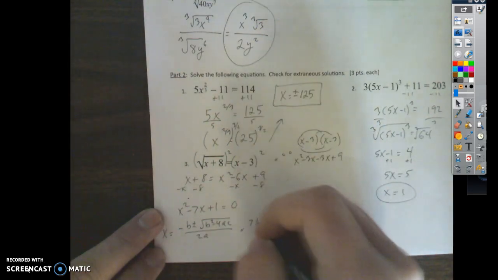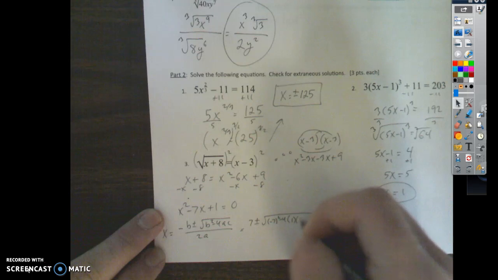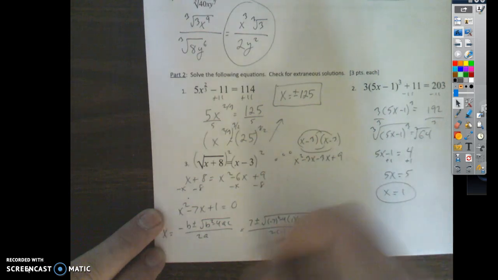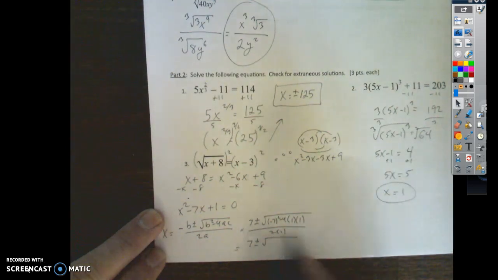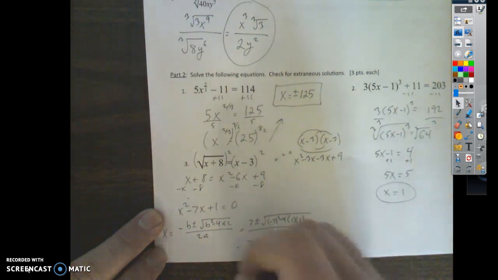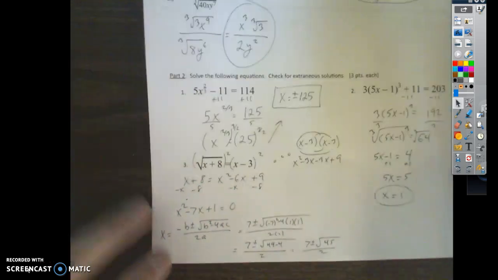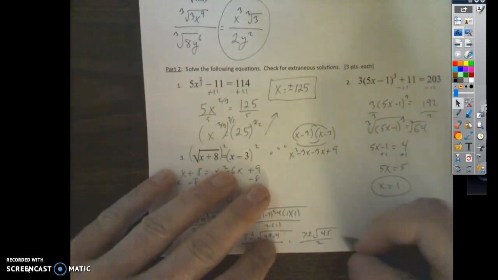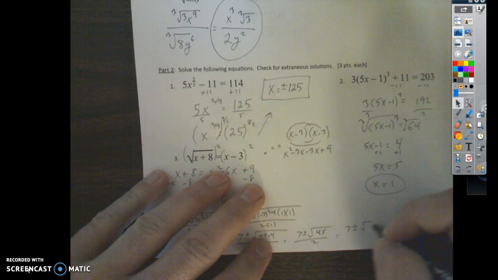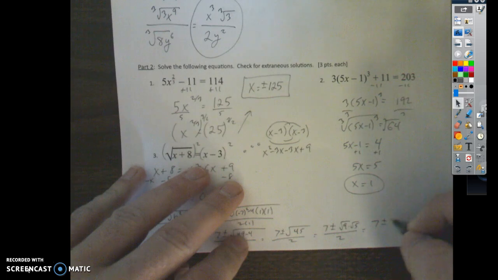Negative of -7 is positive 7, plus or minus square root of -7 squared minus 4 times 1 times 1, all over 2 times 1. So we're looking at 7 plus or minus square root. -7 squared is 49. 49 minus 4, sorry. So 7 plus or minus square root of 45 over 2. Okay, what perfect square goes into 45? You guys can definitely handle this now. 7 plus or minus root 9 times root 5 over 2. So that would be 7 plus or minus 3 root 5 over 2.